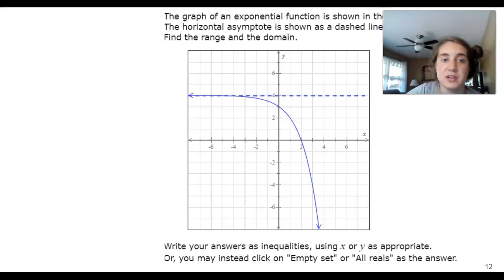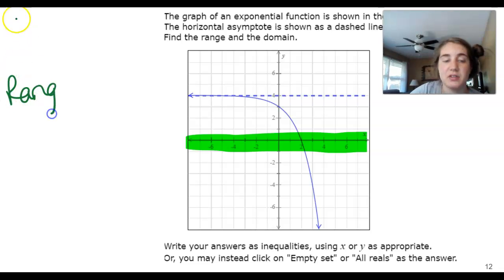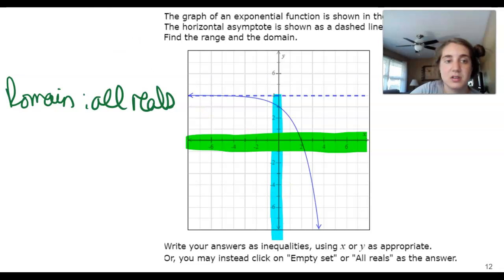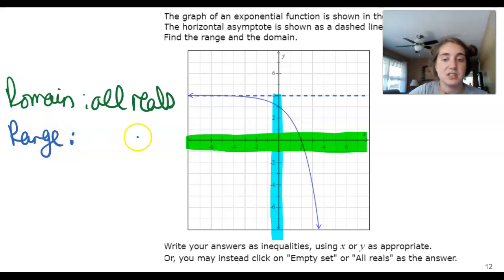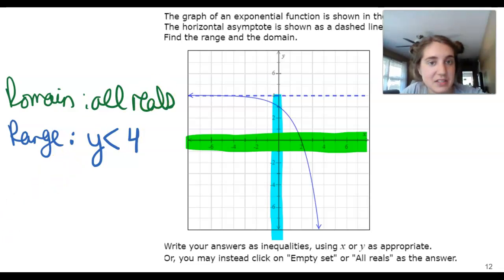We'll talk through this one. I can put in any number, so my domain is all reals. My range is everything below 4, so y is less than 4. Okay, good job. That's skill 13.